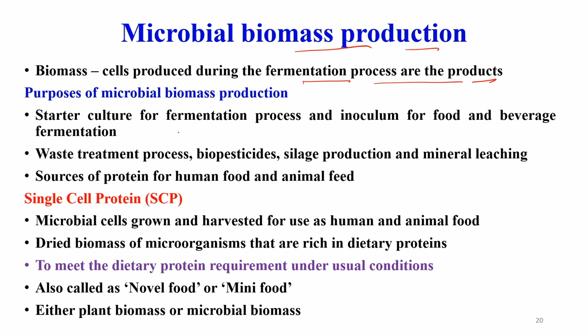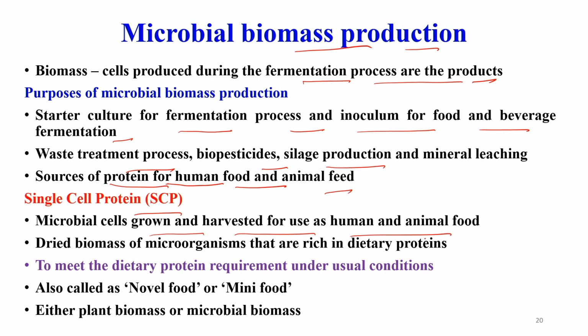So, for this what you have to do is starter culture for fermentation process and inoculum for the food and beverage fermentation. Other purposes are waste treatment process, biopesticide, and in addition, this is very important, they are a good source of protein for human and animal feed. In fact, we are going to discuss single cell protein. So, for this, microbial cells are grown and harvested for use as human and animal food.